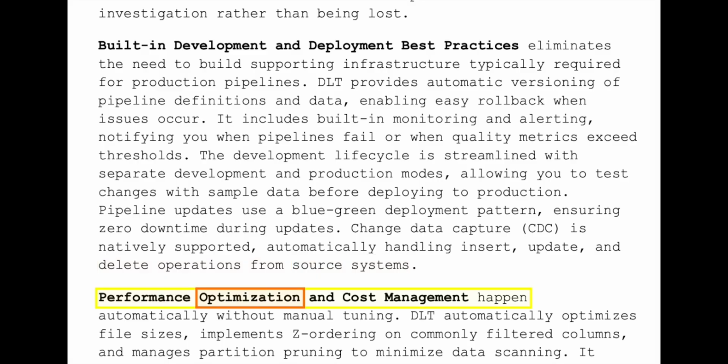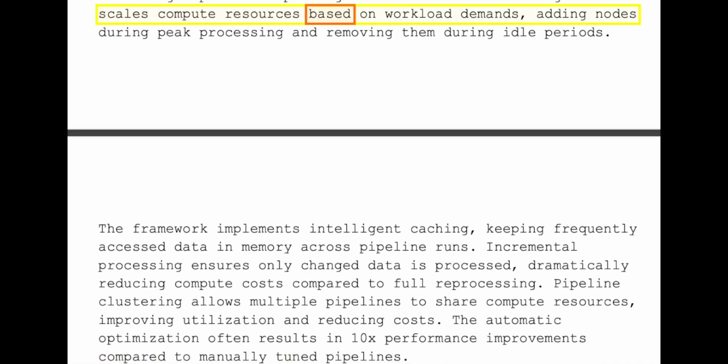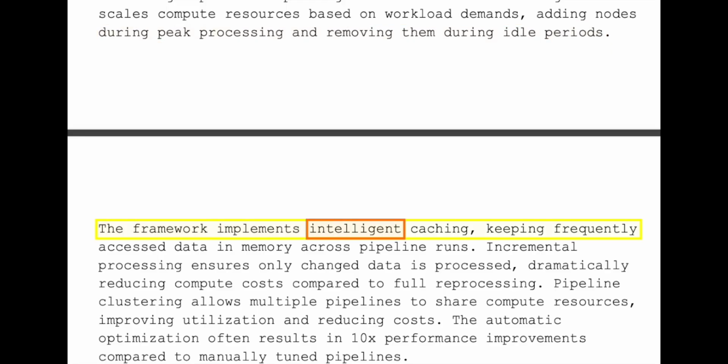Performance optimization and cost management happen automatically without manual tuning. DLT automatically optimizes file sizes, implements Z-ordering on commonly filtered columns, and manages partition pruning to minimize data scanning. It scales compute resources based on workload demands, adding nodes during peak processing and removing them during idle periods. The framework implements intelligent caching, keeping frequently accessed data in memory across pipeline runs.